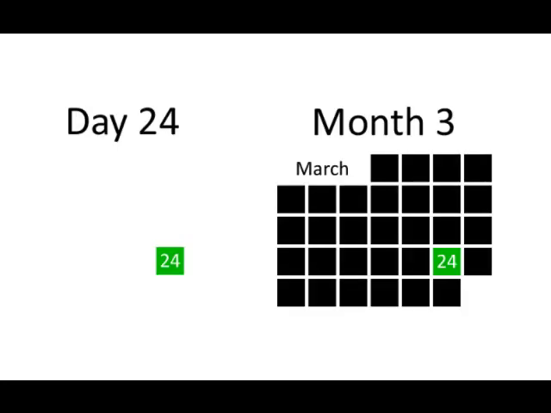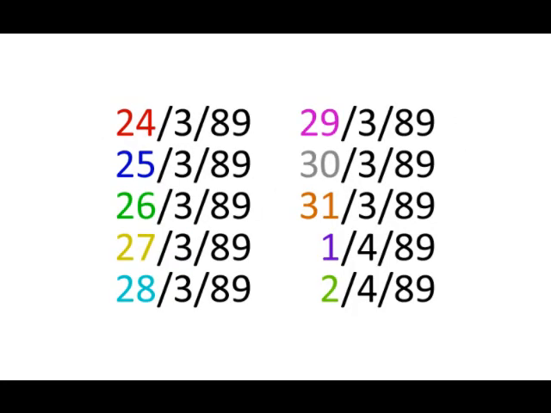Now, of course, 3 is not larger than 24, but it represents a larger unit, the month of March. The day will increase once each day, while the month stays the same until the entire month is over. And of course, the year stays the same until the end of the year, making it the largest unit of all. The problem is that in this case, as often happens, the year is not actually a unit.